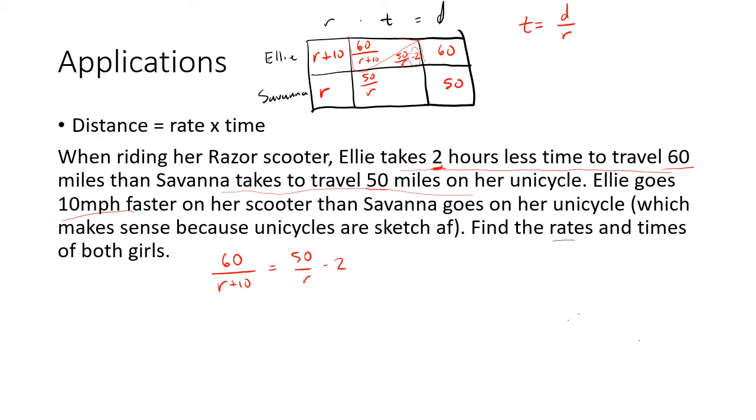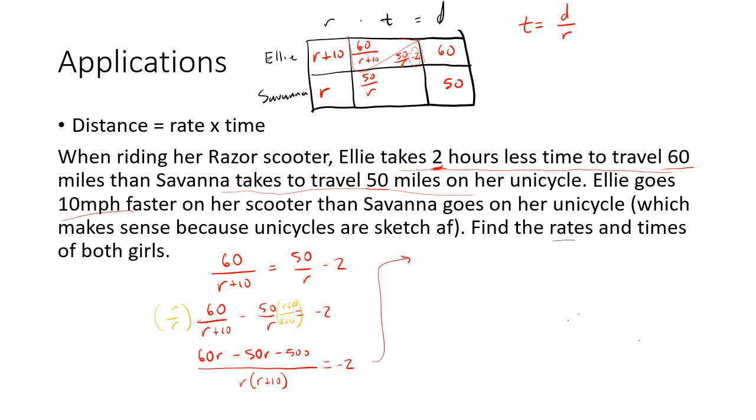Now we're just going to solve for R. What's our common denominator here? Let's get the R terms on the left side first. So 60 divided by R plus 10, minus 50 divided by R, equals negative 2. Our common denominator is R times R plus 10, so I'll multiply this by R over R, and this by R plus 10 over R plus 10. Then we'll have 60R minus 50R minus 500, divided by R times R plus 10, equal to negative 2.